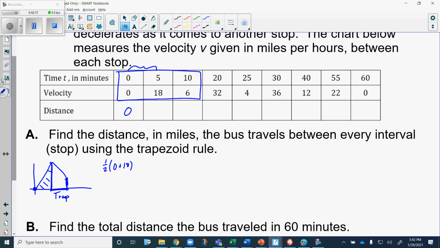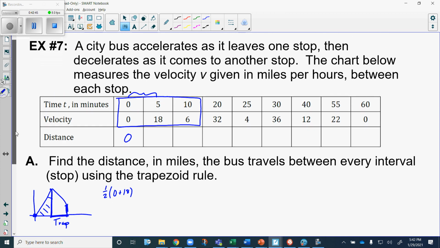So what is the height? The height in this case, what did they give us our dimensions in? Let's see, we're looking at time in minutes, but they gave us our velocity in hours. Okay, so we have to do a little bit of a conversion here. So we know that we went 5 minutes, and there's a total of 60 minutes in an hour. So that would be equivalent to 1/12 of an hour.